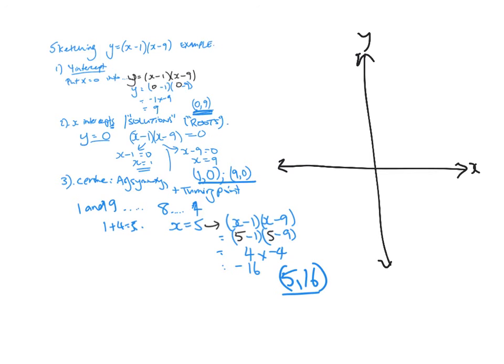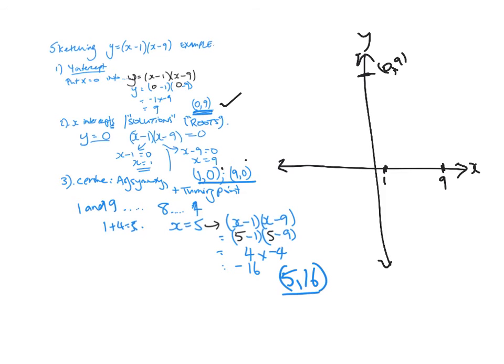Okay, first point is at (0, 9) up here. That's the y-intercept. I'm going to label it. The x-intercepts are these guys here, so at (1, 0) and (9, 0). Okay, it's not to scale, but now I've got a little bit of a scale for my x-axis, 1 and 9.